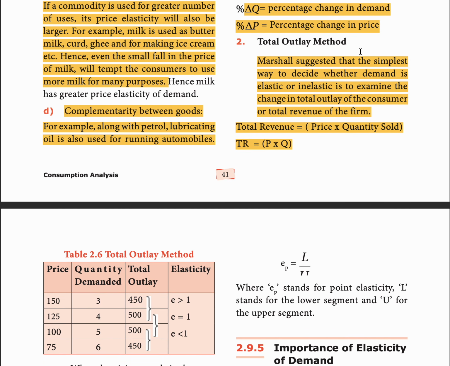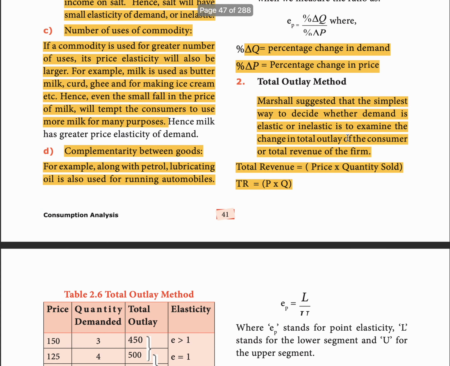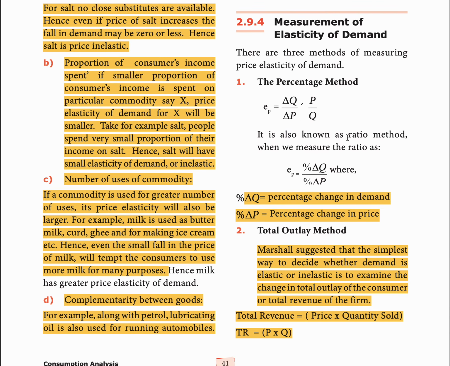Marshall suggested that the simplest way to decide whether demand is elastic or inelastic is to examine the change in total outlay of the consumer or total revenue of the firm. Total revenue is equal to price into quantity sold. So if we measure the change in the total revenue, we can find the elasticity of demand.